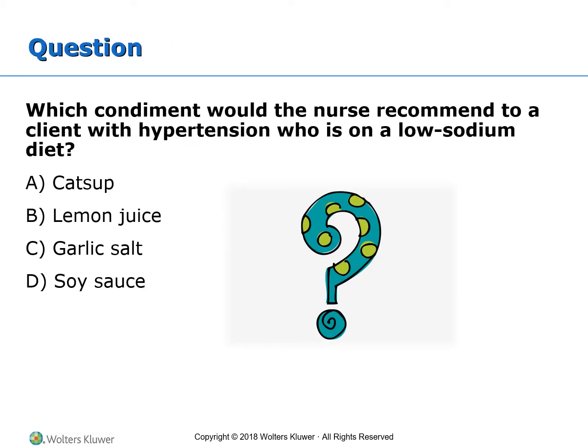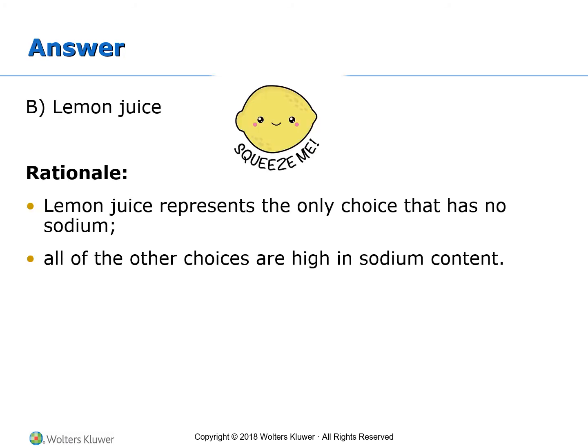Which condiment would the nurse recommend to a client with hypertension who is on a low-sodium diet? Ketchup, lemon juice, garlic salt, or soy sauce? The answer is lemon juice. Lemon juice represents the only choice that has no sodium. All of the other choices are high in sodium.